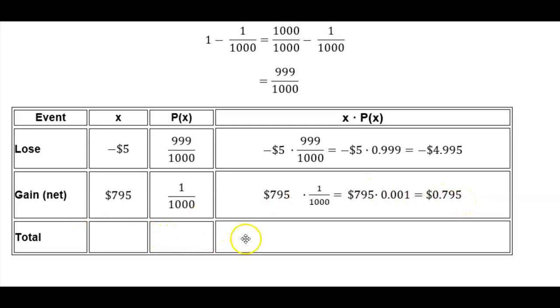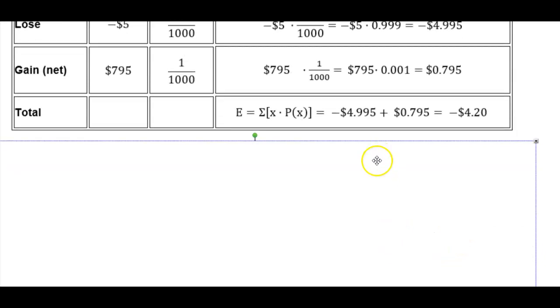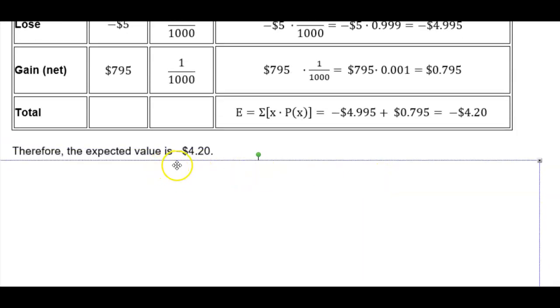Now, the expected value is adding these two amounts in this column. So, to find the expected value E, we're going to find the sum of this column. And so we know that the first number was negative 4.995, and then we're going to add 0.795. When we add them together, we get negative $4.20. Therefore, the expected value is negative $4.20.